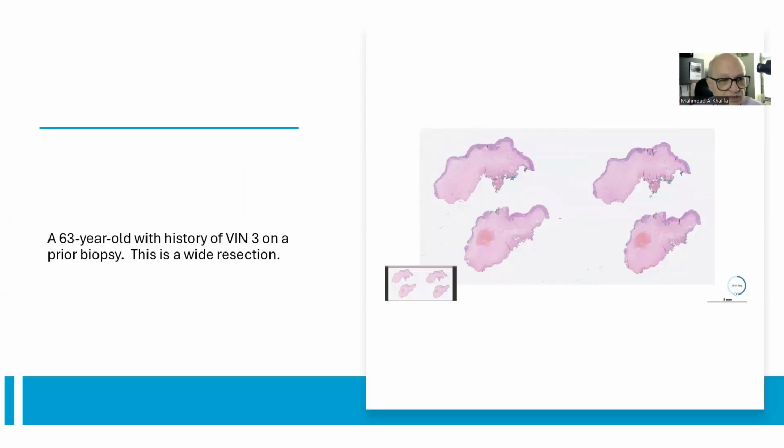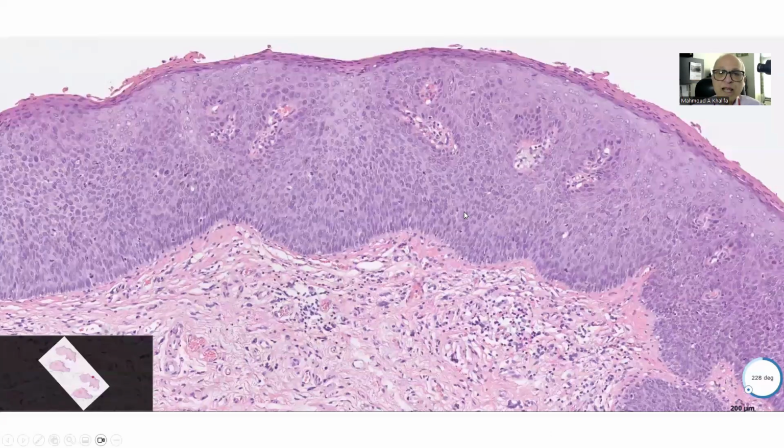Next case is a 63-year-old. She had a history of VIN3 that was diagnosed on a biopsy, and now you have the wide resection. You can see the serial sections of the specimen. And on this power, I think you would appreciate that the epidermis is very cellular. The nuclei are atypical. They are touching each other. There is loss of polarity, and there are mitoses, and the mitoses are going all the way up into the upper third. More importantly is that there is no stromal invasion.